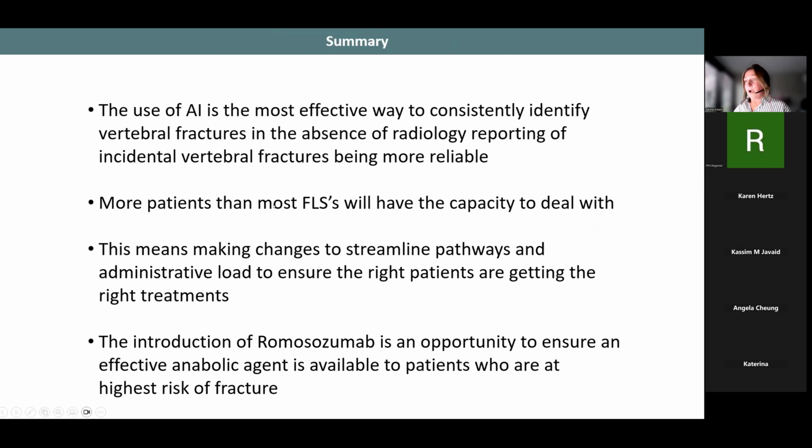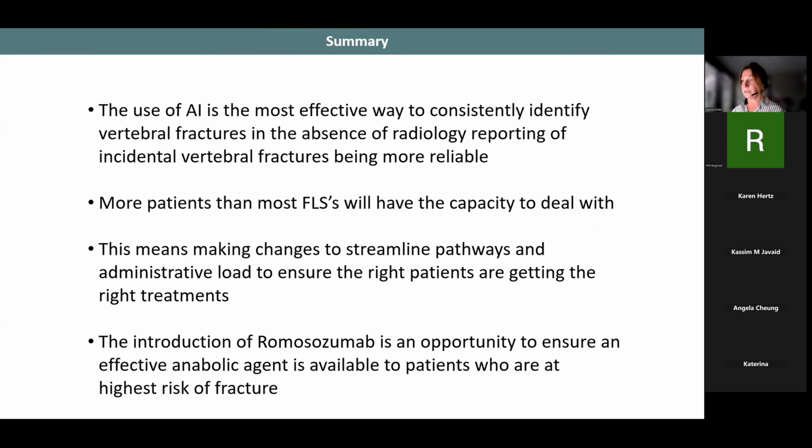So in summary, I think we've agreed that the use of AI when we're talking about vertebral fractures is a really effective way to consistently identify these patients in the absence of radiology reporting. And we know these scans are not being done to look for vertebral fractures, and therefore the reporting is really hit and miss. So by bypassing that altogether, we're having a much more consistent way of finding these vertebral fractures.